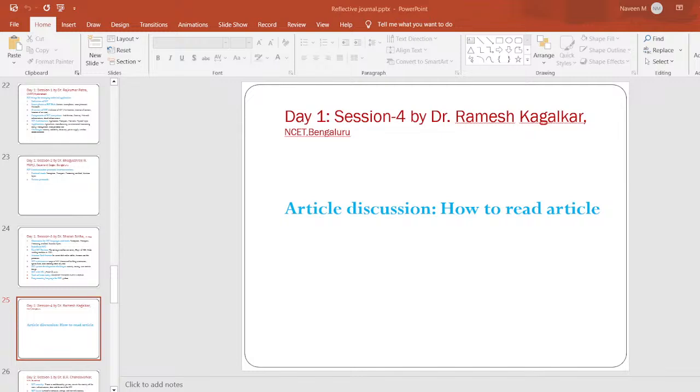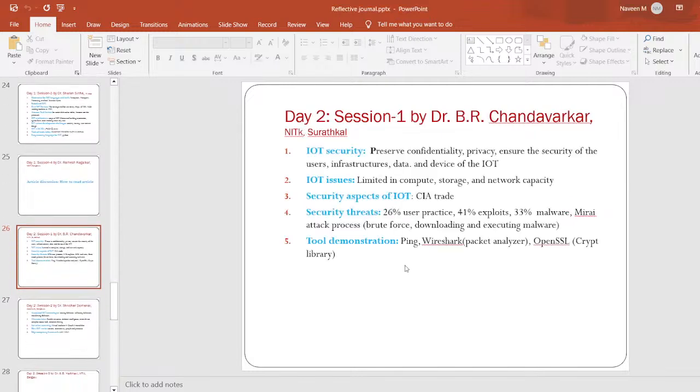Day 2, session 1 was by Dr. B.R. Chandavarkar sir from NITK Surathkal. Sir started his talk with IoT security. Then what are the issues of IoT, security aspects of IoT, and security threats.